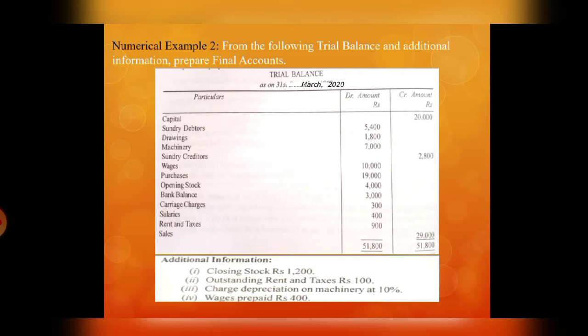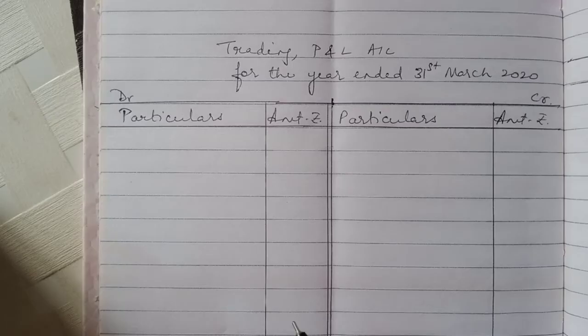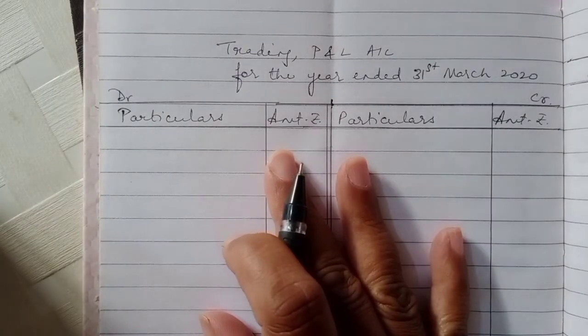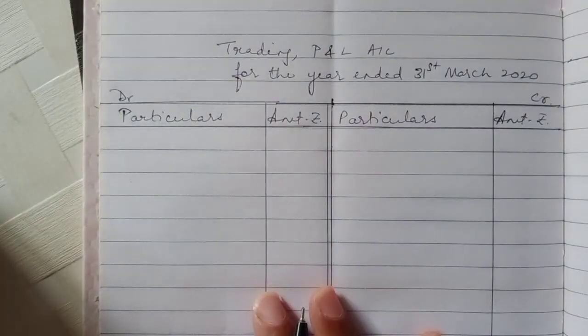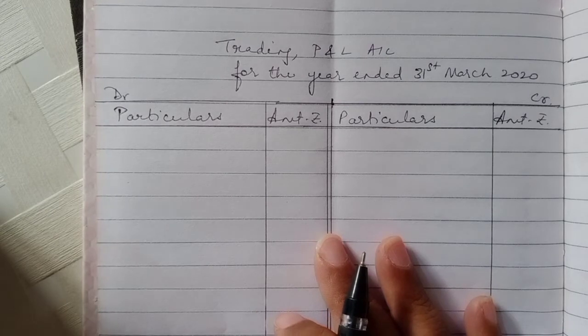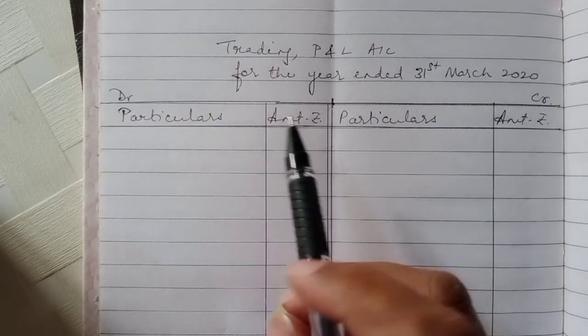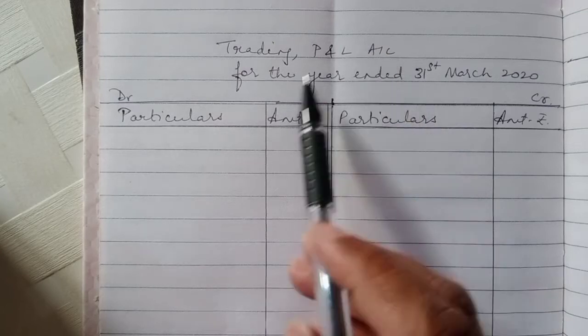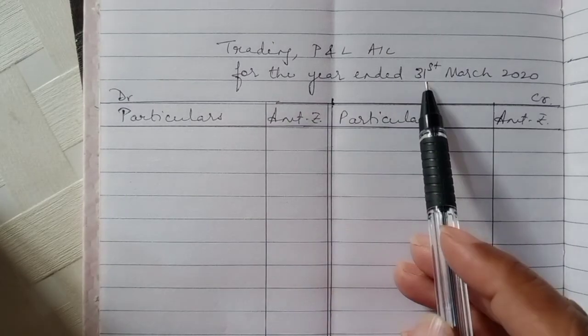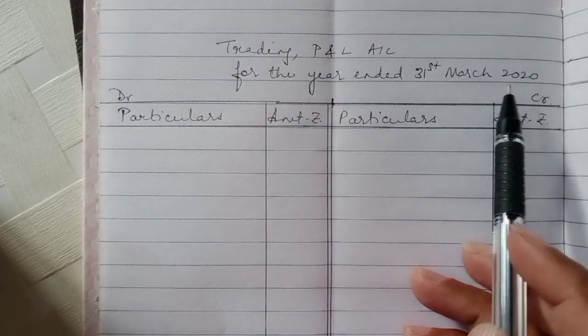And then once we finish putting these items in the respective statements, that is trading profit and loss account and balance sheet, then we have to look at the adjustments one by one. So let us see how the example can be solved. So students, now let us see how to solve this example based on the adjustments to be made in the final accounts. So we prepare a trading profit and loss account for the year ended 31st March 2020.